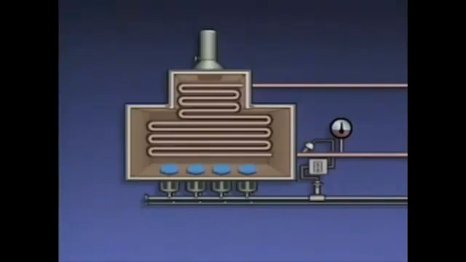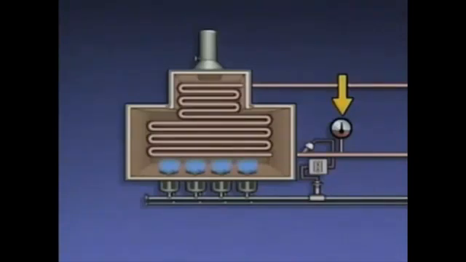For example, if the outlet temperature gets too low, the temperature controller picks up the change and signals the fuel flow control valve to increase fuel flow to the burners. The additional fuel generates more heat, which brings the outlet temperature back to set point.